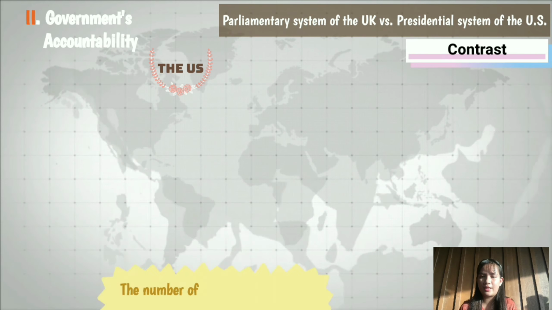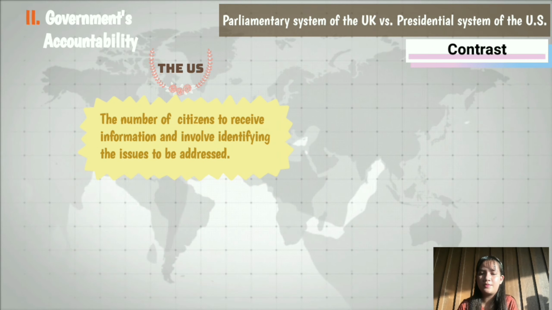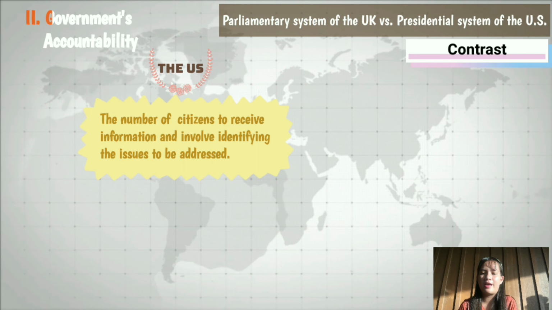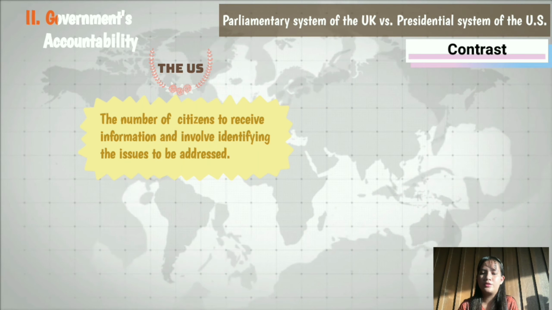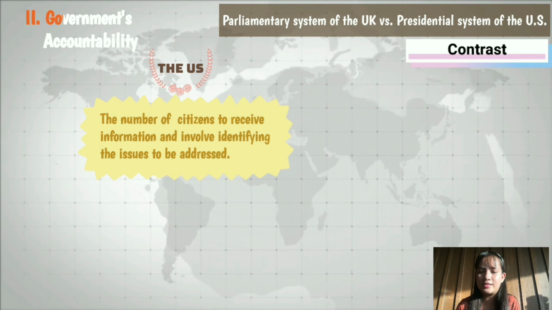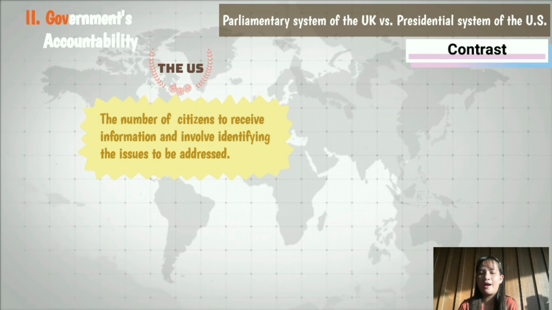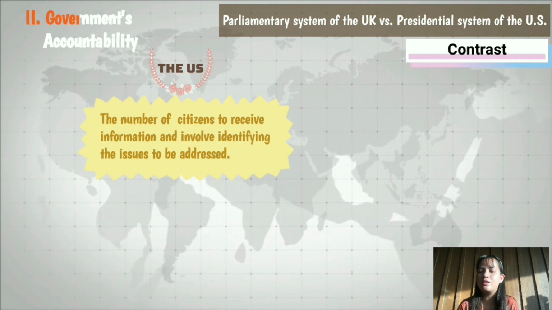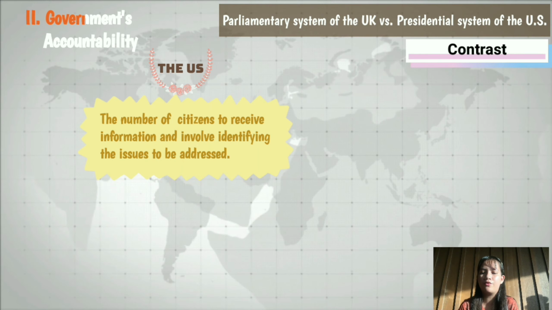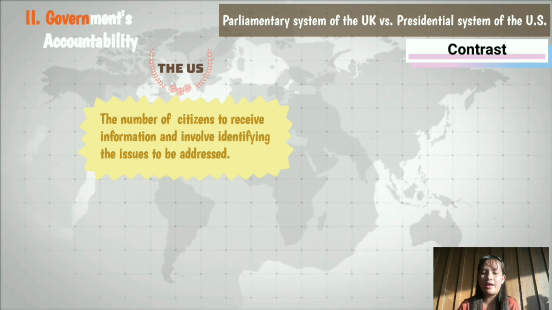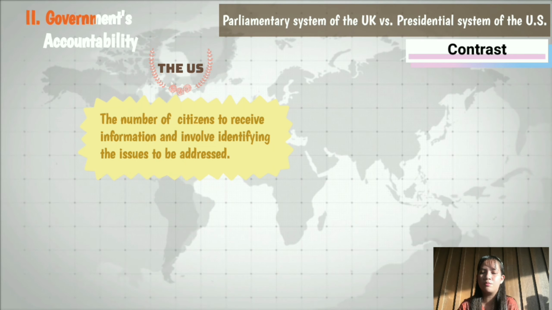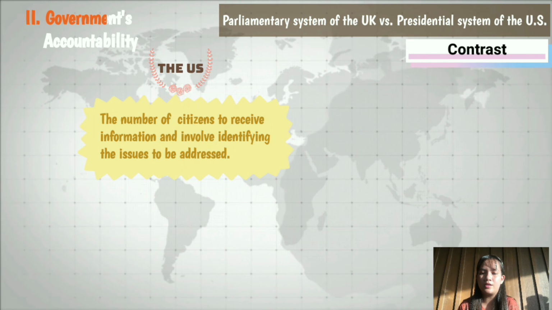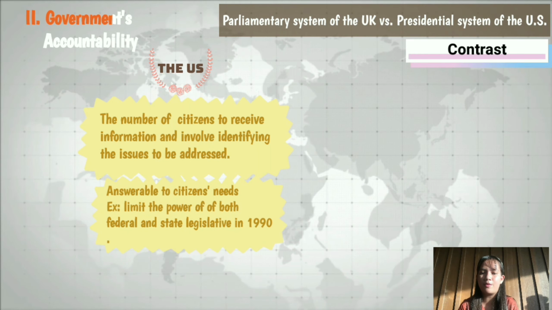Now let's look into the contrast of government accountability in the United States. We can measure government accountability through the number of citizens who receive information that they use to make judgments about government performance and to get involved in addressing any issue. In the United States, the majority of legislative bodies have high transparency, and at the state level, information technology makes it possible for citizens to follow legislation, from the introduction of proposed bills to votes. And the government is answerable to citizens' needs and involves them in identifying problems.